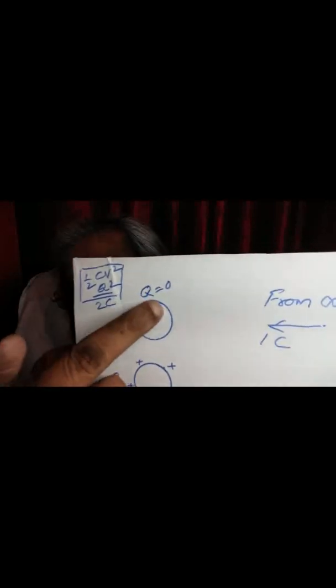Initially charge on the sphere is 0. So no work is required to bring the first unit of charge to the sphere because there is no repulsive or attractive force to perform work. So initially potential is 0, and you need not do any work.